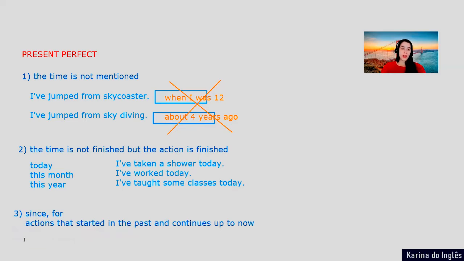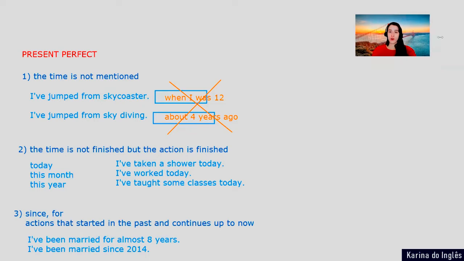For example, I got married in 2014 and we are in 2022. So I've been married for almost, because I got married in April, so for almost 8 years. Or I've been married since 2014. So you have two options. You can say for and the duration, or you can say since and the start date of something. Okay. And how about the fourth usage? Because I said that we were going to see four usages, right?